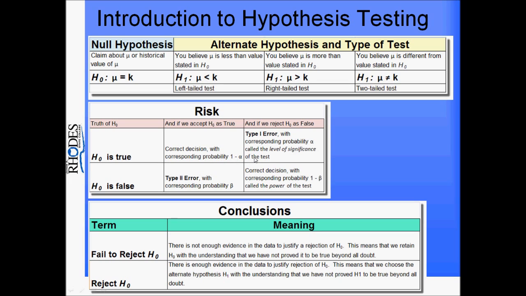Now, let's say we know that H sub 0 is true, so the distributions are equal, but we reject H sub 0, meaning we think it's false. That's called type 1 error. This is important. Type 1 error has the corresponding probability alpha, or the level of significance of the test. That's your type 1 error. And I think I have some questions on this too. Alpha is called the level of significance.